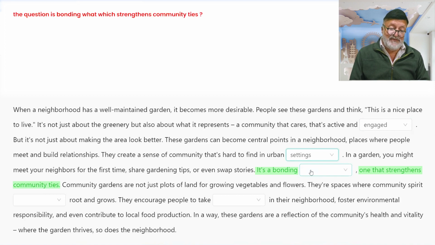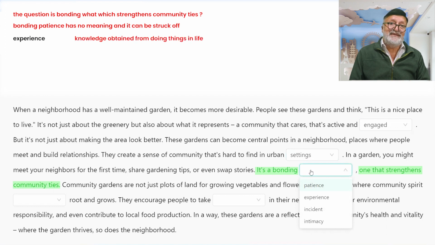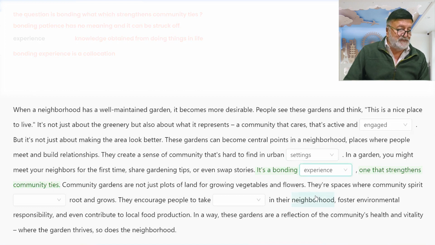So the question we have to ask ourselves is bonding what which strengthens community? The choices are patience, experience, incident, and intimacy. Bonding patience has no meaning and can be struck off. Experience means knowledge obtained from doing things in life. We need not go any further because bonding experience is a collocation as well.